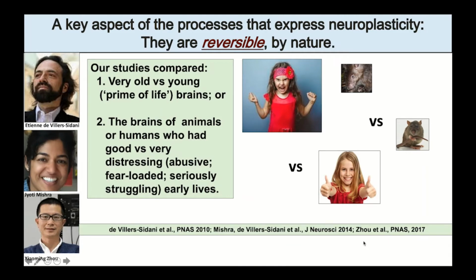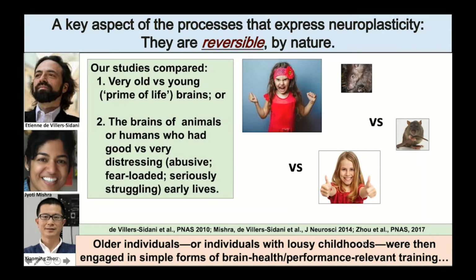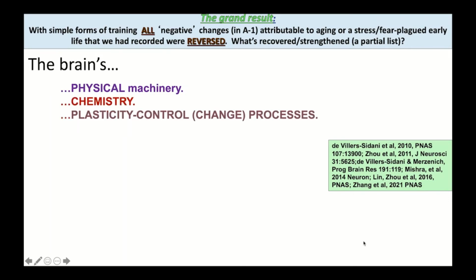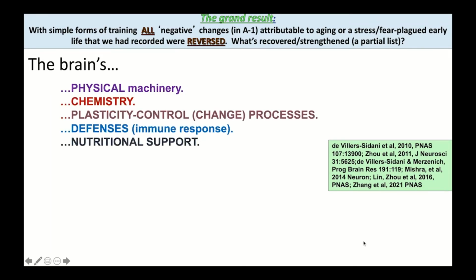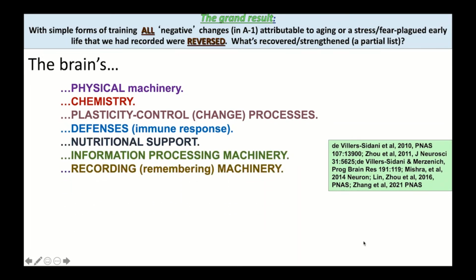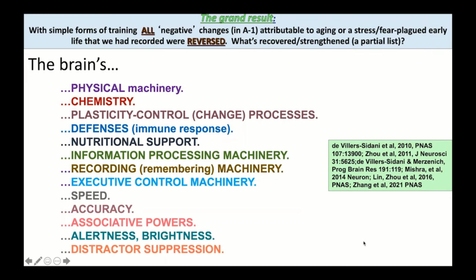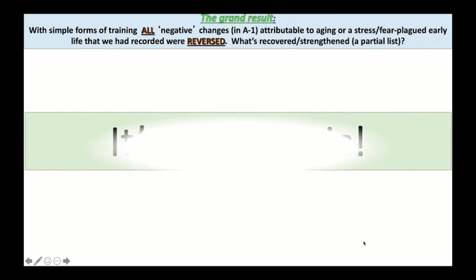And you say, well, how many of those things are actually reversible? How many things can be changed by engaging the brain in appropriate forms of training? And the answer is everything's reversible. With simple forms of training, all negative changes can be reversed. Now, what's recovered? Well, the physical machinery recovers. Its chemistry, its plasticity control, change processes recover. Defenses recover. Nutritional support recovers. Information processing machinery recovers. Recording machinery recovers. Executive control machinery can recover. Speed is back. Accuracy is back. Associative powers are back. Alertness and brightness are back. Distractor suppression is back.